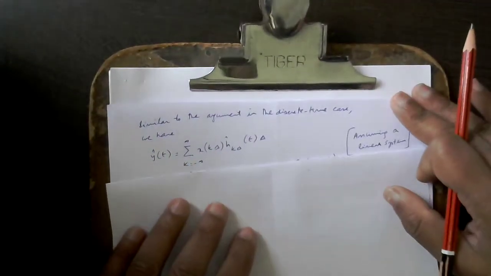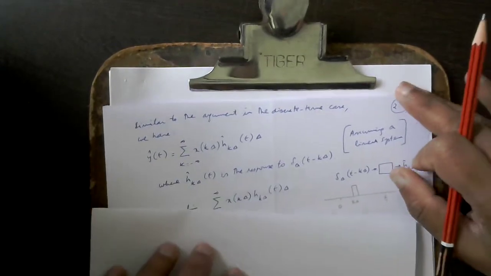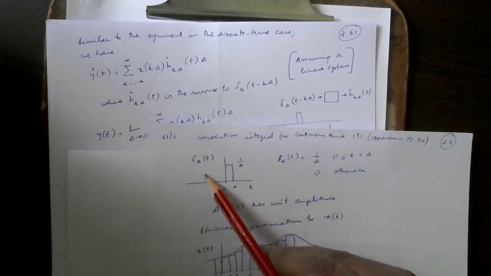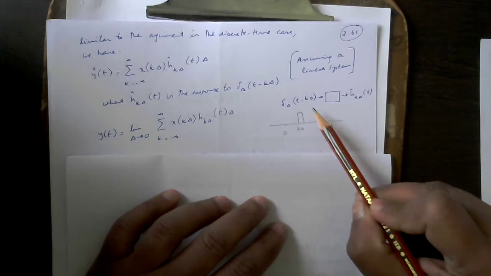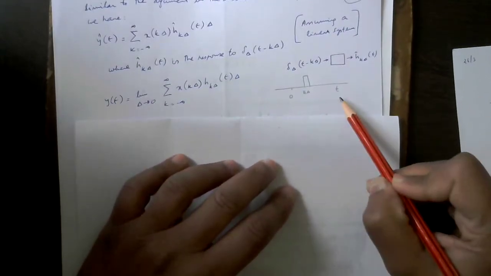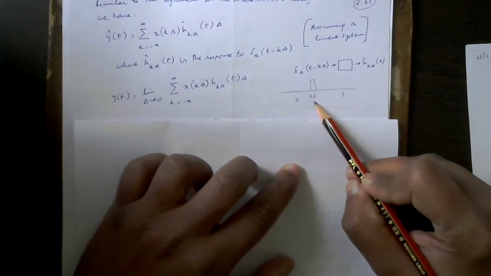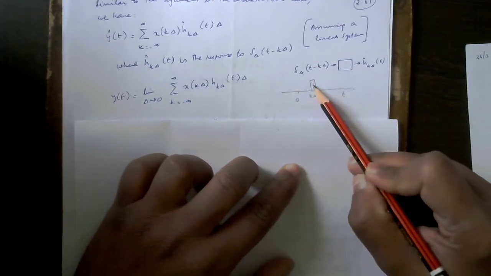So now to develop the response of a linear system, we will first assume this one first. Just see this. Now this is our delta delta of t, which we just saw earlier, right? Now suppose you give delta delta of t minus k delta as input to the system. So essentially this is a function of t, and this impulse is located at k delta. So this is delta delta of t minus k delta. The width of this pulse is delta.